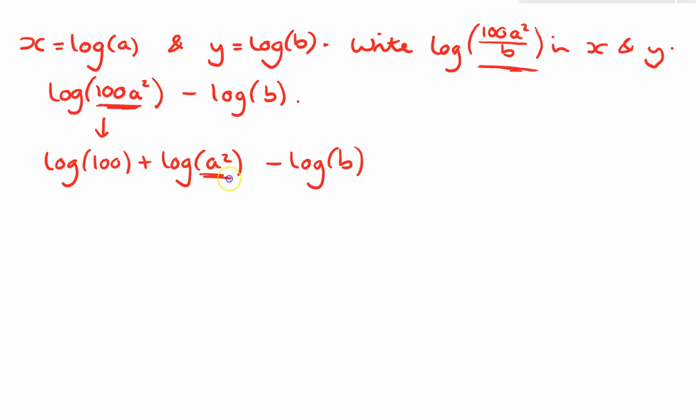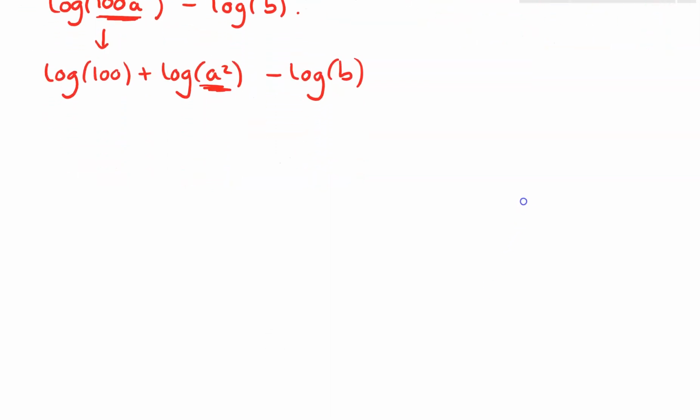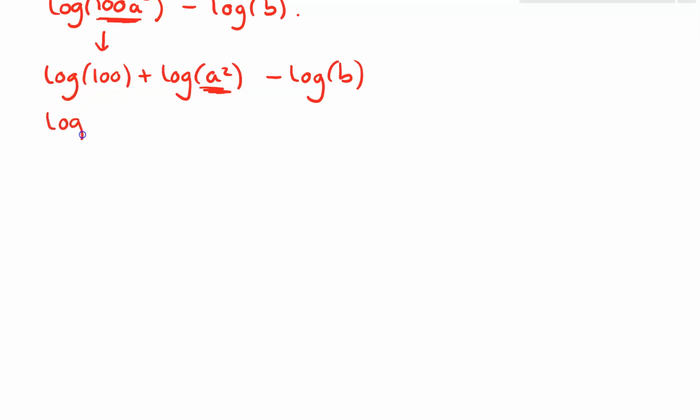And then we've got this one here which has got a power in it, so the power is going to drop down the front. So I'm not going to do anything with the log 100 yet. Drop the power, plus, not equals. Drop the power to the front. And nothing going on with the log b. Everything's split as much as it possibly can be now.